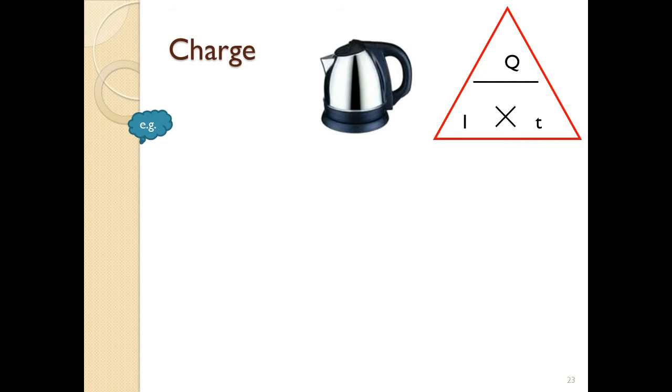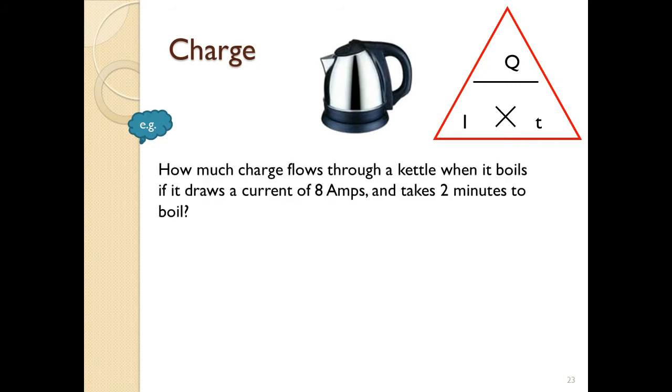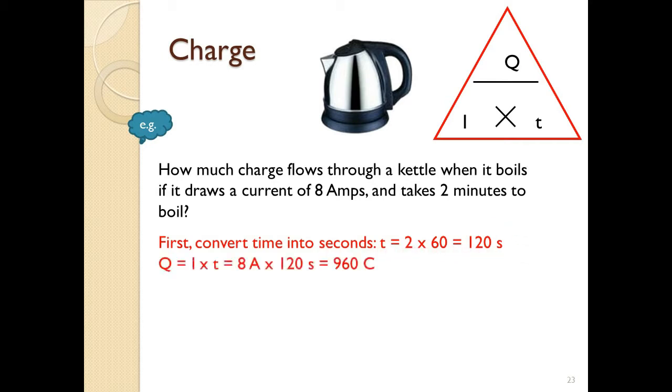Let's look at an example using the charge formula. How much charge would flow through a kettle when it boils if it draws a current of 8 amps and takes 2 minutes to boil? So the question is asking you for the charge, so charge is the term we're after. Rearrange the equation to make charge the subject and convert units into standard units, that is seconds. So 2 minutes is 120 seconds and Q equals IT, so 8 amps multiplied by 120 seconds gives 960 coulombs of charge.